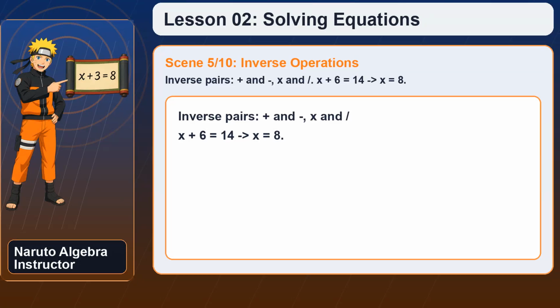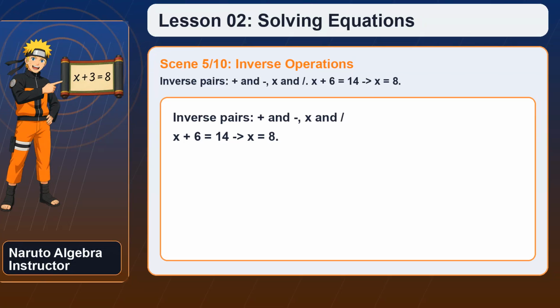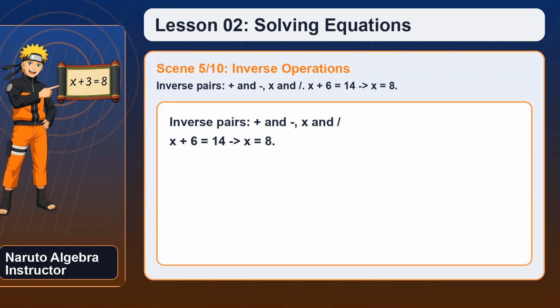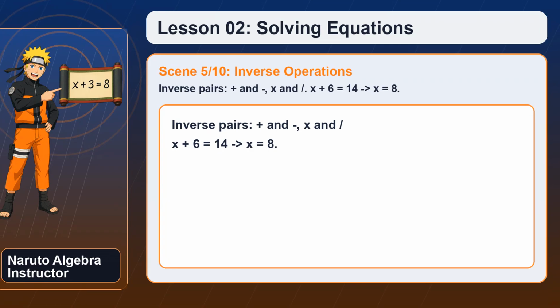Inverse operations undo each other. Addition is undone by subtraction. Subtraction is undone by addition. Multiplication is undone by division. Division is undone by multiplication.